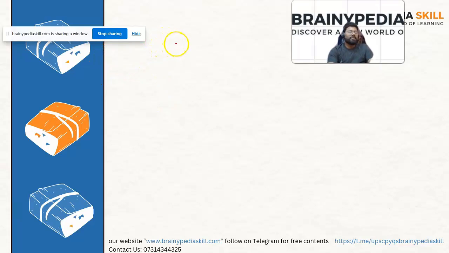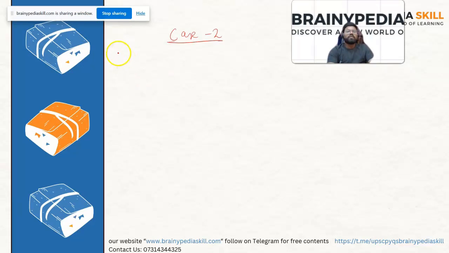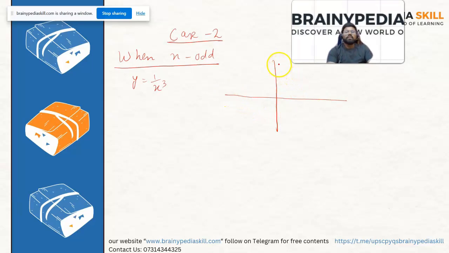Now next we have case 2, when n is odd. If n is odd, then let's take y is equal to 1 by x cube. So it is an odd function. So domain, how will the graph of this curve look like? Again at 0 it is not defined, so x can't be 0.